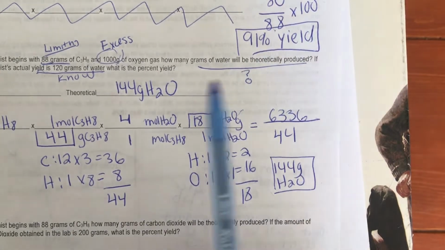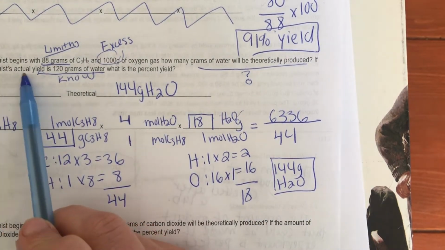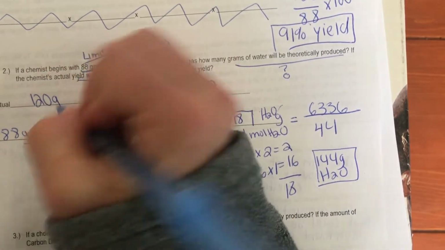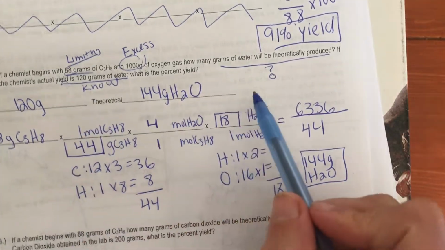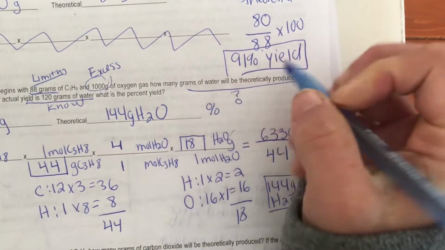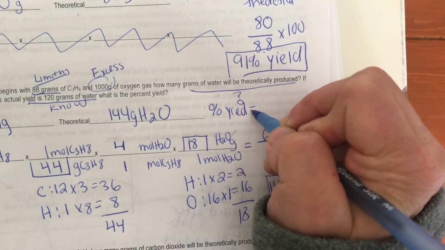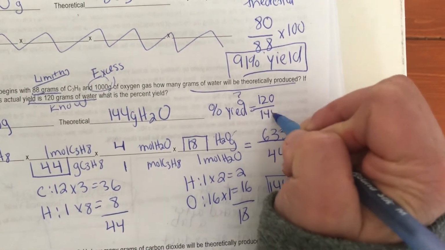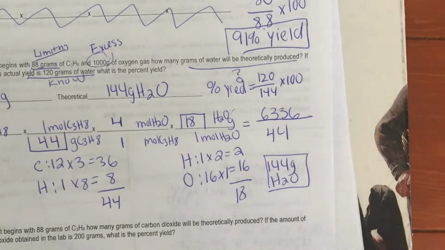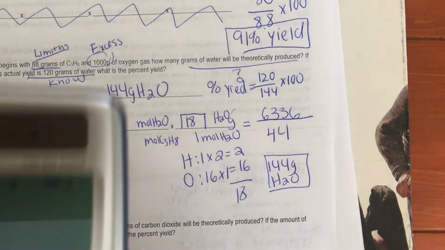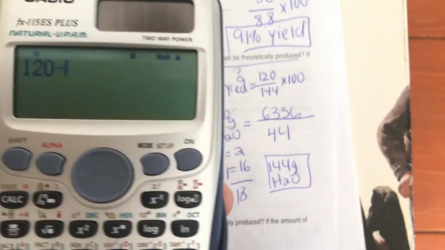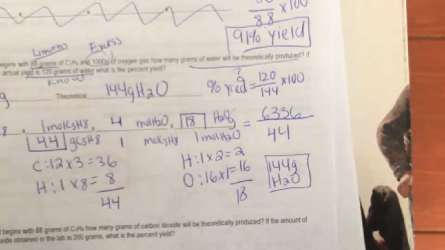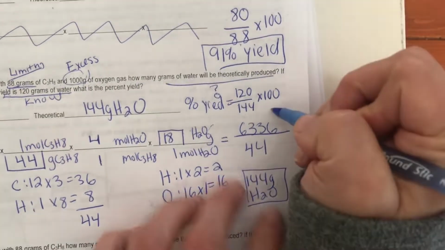Let's go back to our problem here. They said that the actual yield was 120 grams. So what I need to do now is find my percent yield. Percent yield is the actual, which was 120, divided by the theoretical, 144, times 100. So I'm going to do 120 divided by 144 times 100, and I get 83% yield.